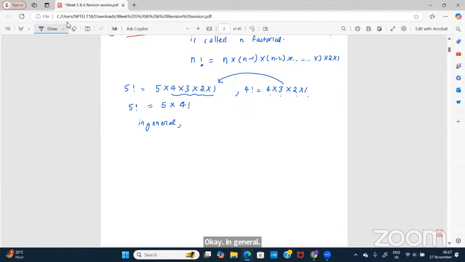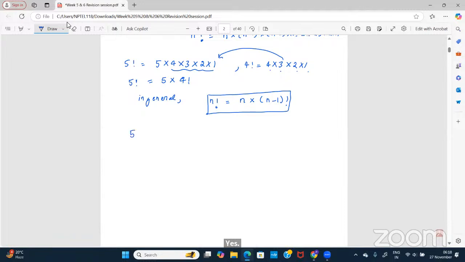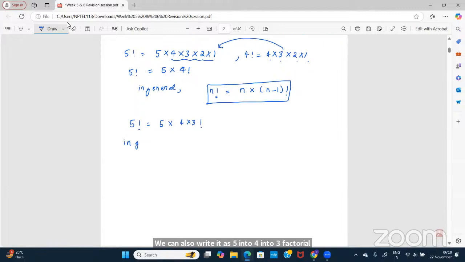In general, we can write that n factorial is equal to n into n minus 1 factorial, for n objects. Similarly, 5 factorial we can also write as 5 into 4 into 3 factorial. In general, if i is less than or equal to n, we can write n factorial as n into n minus 1 up to n minus i factorial.